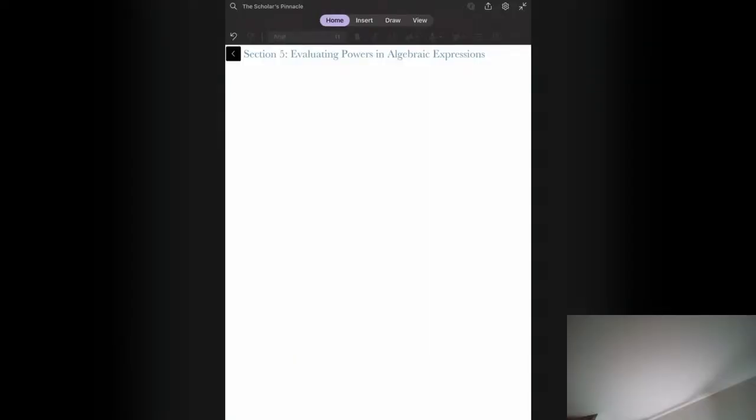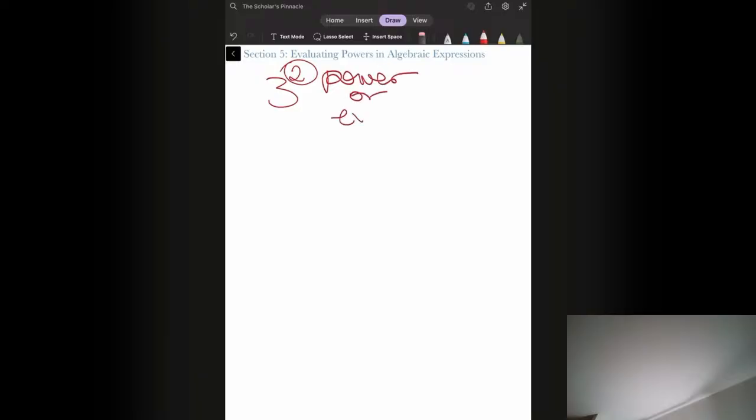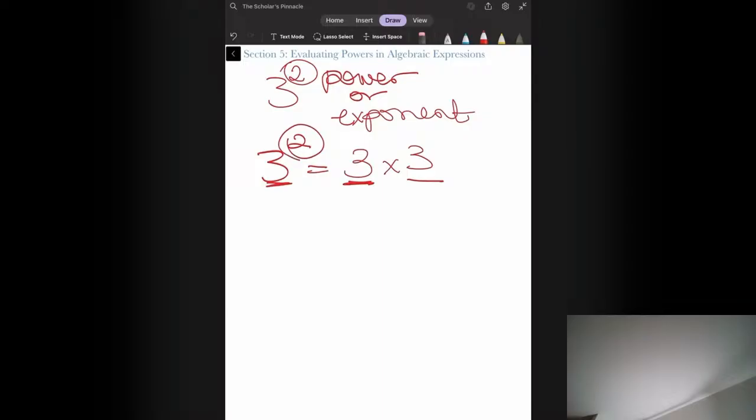Section 5, evaluating powers in algebraic expressions. We have a question. What is an exponent, or what are exponents? Let's take, for example, 3 raised to the power of 2. The 2 right there is the exponent. It's also known as a power. Powers or exponent, right? This can be written out as 3 times 3 because you're multiplying the base 3 by itself twice. And that's indicative of this power or exponent 2.